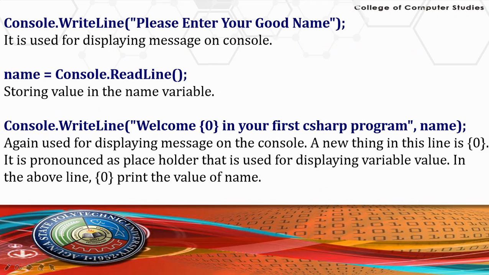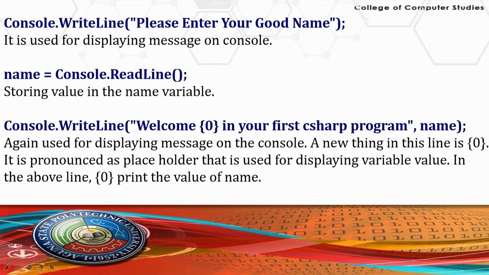And then again, this code, Console.WriteLine, will display welcome in your first C# program. Again, you use it for displaying this line of code. A new thing in this line is this one. This is called a placeholder. It is used for displaying a variable value. So in the above line, the open and close curly bracket prints the value of the variable name.